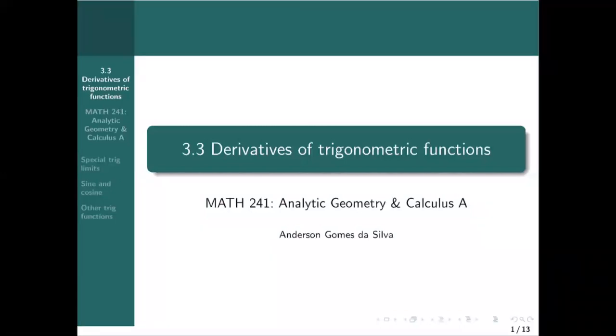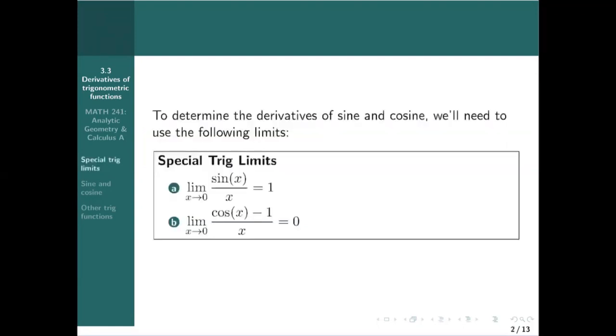Hi folks, in this video we are going to see the derivatives of trigonometric functions. We are going to start with some special trigonometric limits, and we're going to see how we can use those limits to evaluate the derivative of sine and cosine, and then we're going to see the derivatives of the other trigonometric functions at the end.